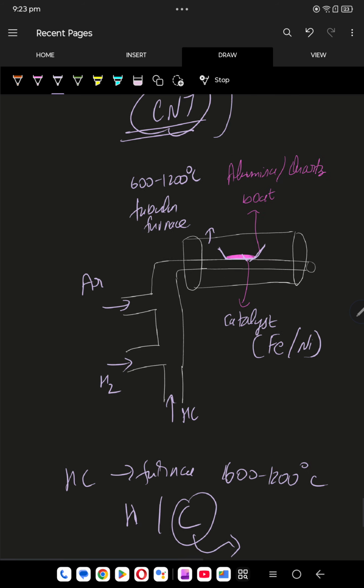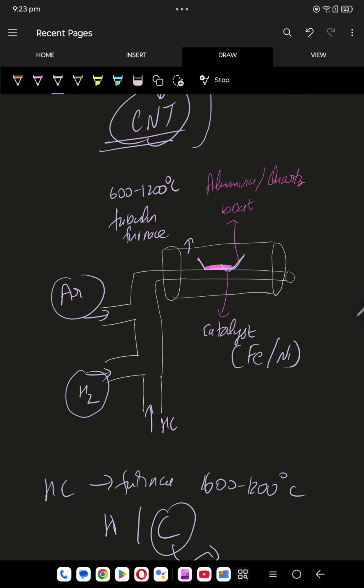Now you might ask, what is the role of argon and hydrogen? Argon and hydrogen help to carry the hydrocarbon gas, and argon helps to keep an inert environment so we get the pure carbon nanotubes. Hydrogen helps in the growth of the carbon nanotube from the catalyst. So that is the function of argon and hydrogen.